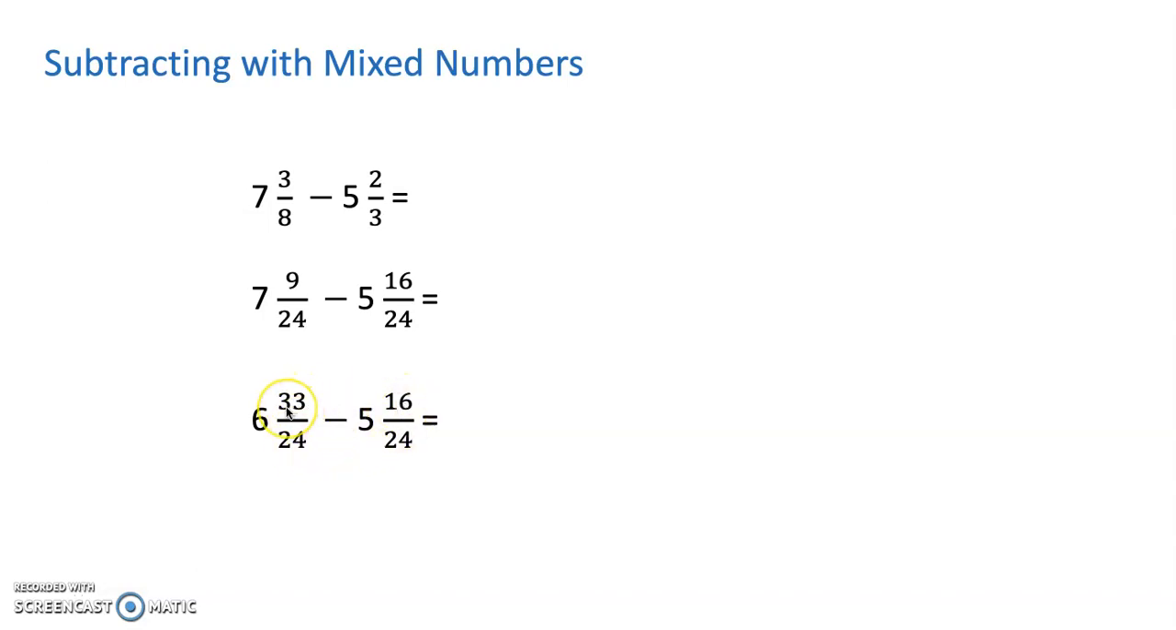Now I can do 16 from 33. I've got 5 to take away from 6 and 16 to take away from 33. That's going to end up with 1 and 17/24.